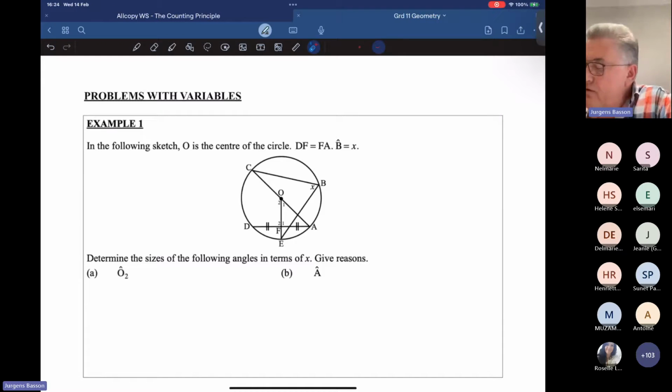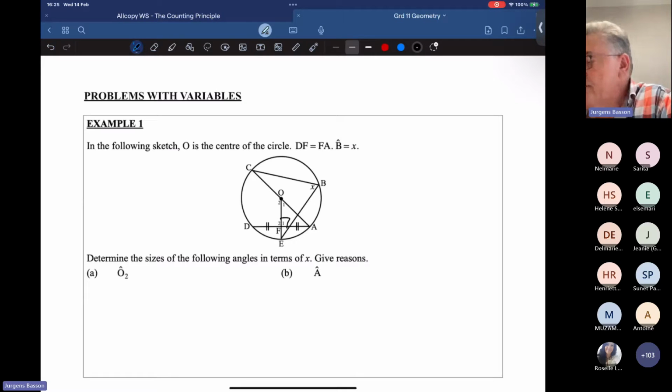So let's see, there are also two lines equal. Those two lines are equal. That angle is X. O is the center. You see the line drawn from the center that bisects the chord will be perpendicular. So that definitely will be 90.